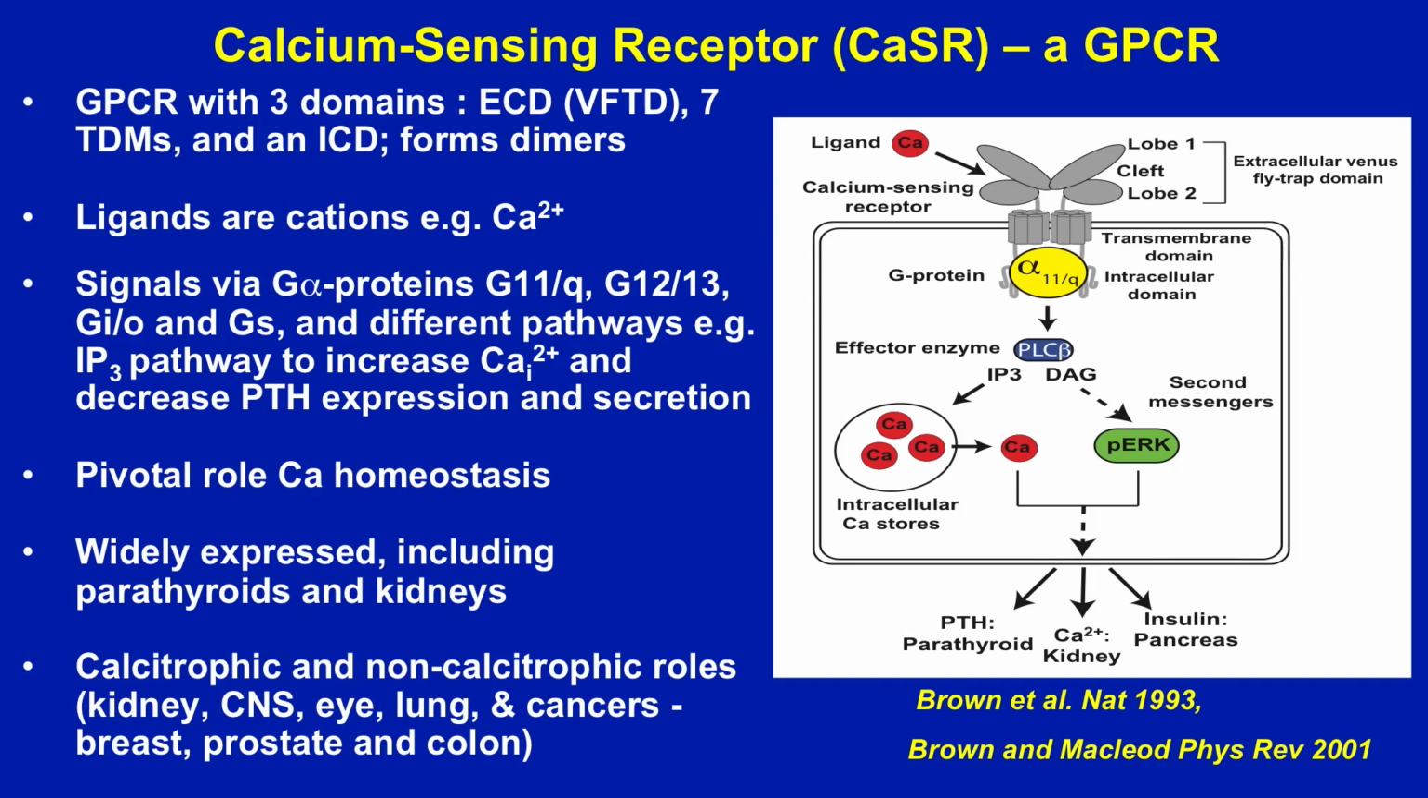When it binds to its ligands, e.g. calcium, it signals through a number of G proteins, such as G alpha 11 or GQ or G12, 13, GIO, and GS, and it activates different pathways. And the one I'm showing here, just for simplicity, is activation via PLC beta to activate the IP3 pathway to increase intracellular calcium, and then through mechanisms from there on to alter PTH expression and secretion.